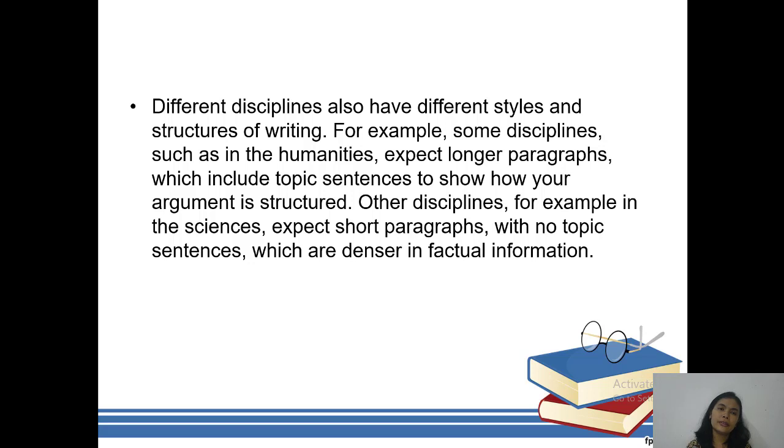Different disciplines also have different styles and structures of writing. For example, in the humanities, we are expected to have longer paragraphs and more description. However, in other disciplines, for example the sciences, academic writing is most likely expected to be in short paragraphs which are denser in factual information.